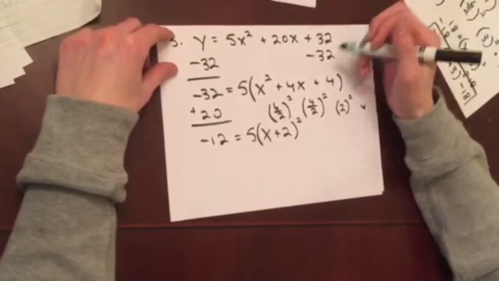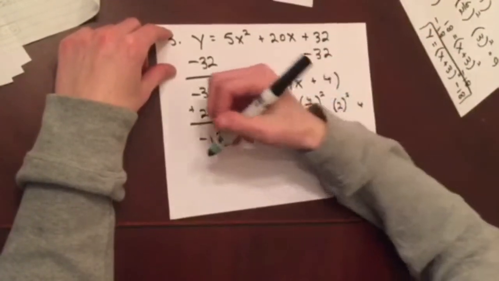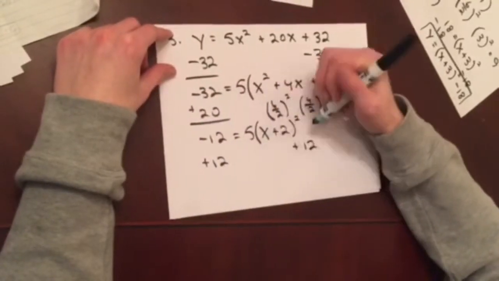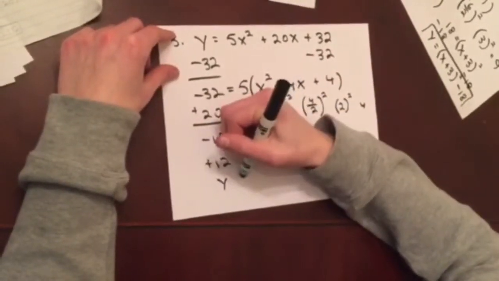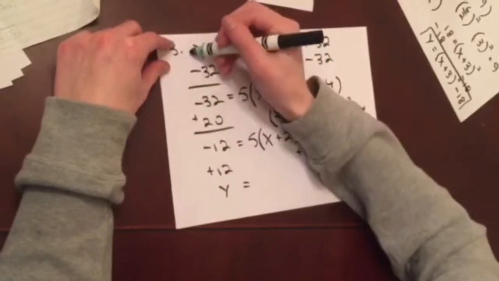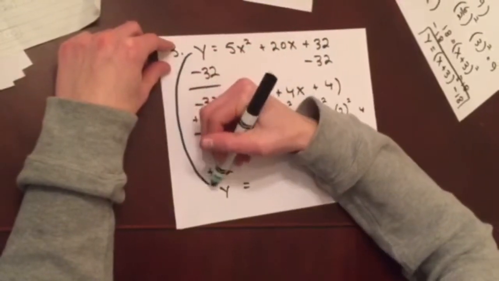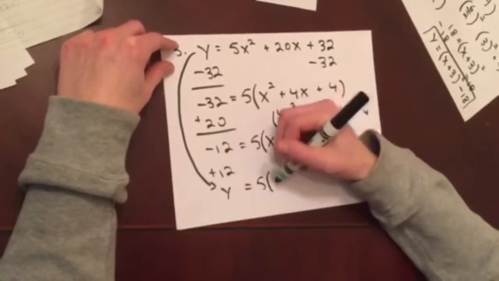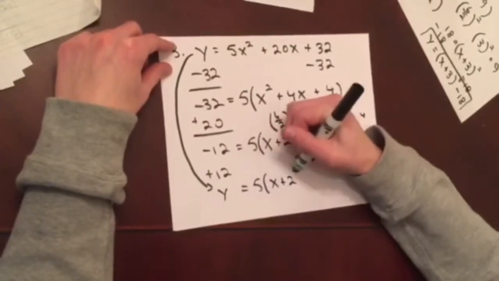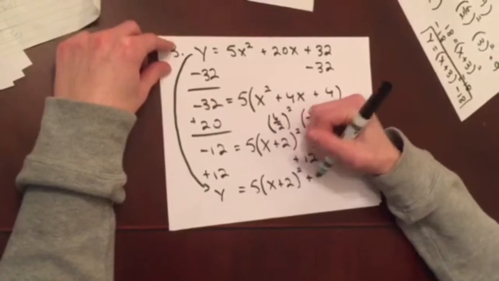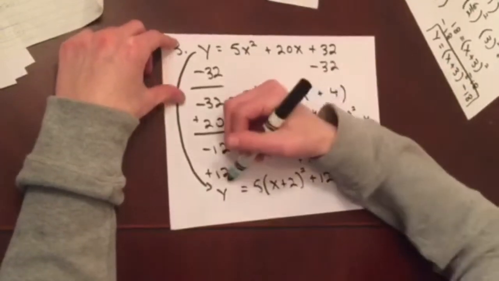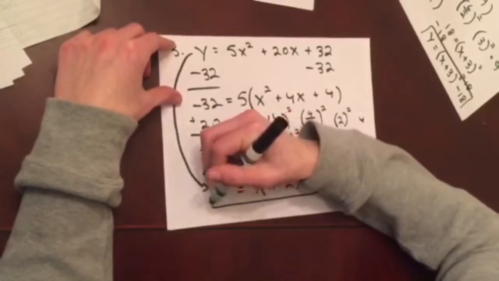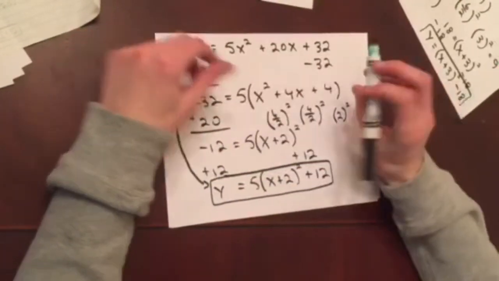Now the last step is to move this term to the other side. So we add 12, y equals, gotta remember to bring back the y in the end, so y equals 5 x plus 2 squared plus 12. And this right here is your vertex form equation.